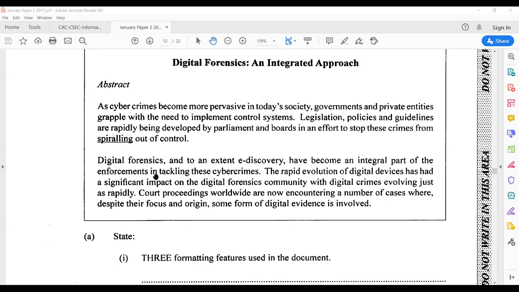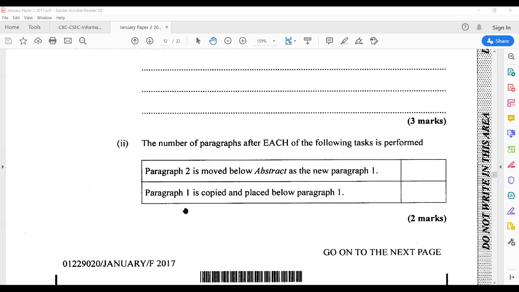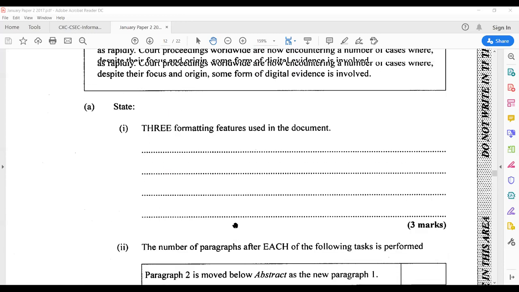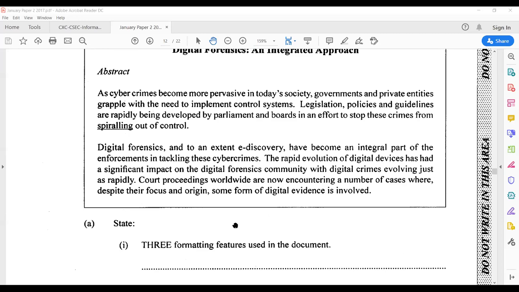Right, so there will be two paragraphs because you're moving it. You're basically cutting and pasting it. The next part to this question: paragraph one is copied and placed below paragraph one. How many paragraphs will there be?